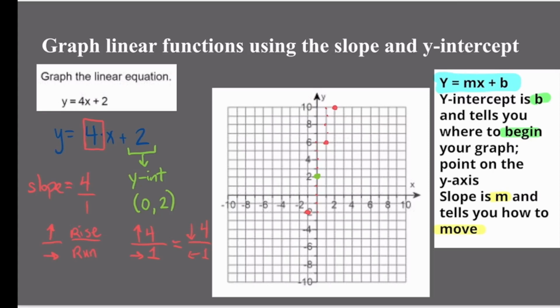And then here, all of these points are going to connect into a nice line. I cannot draw a straight line, but that would be your equation, y equals 4x plus 2. That's how you would graph it using the slope and the y-intercept.